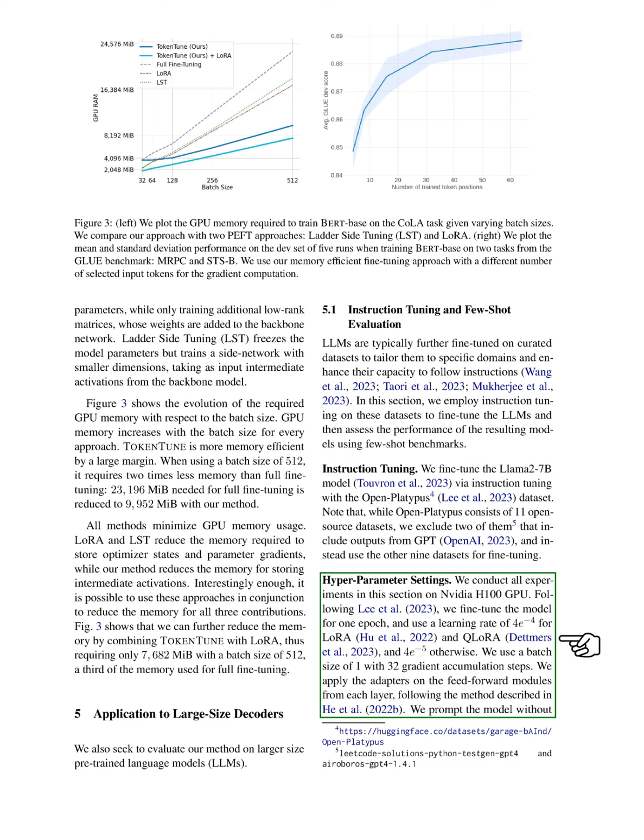We conduct all experiments on an NVIDIA H100 GPU, fine-tuning for 1 epoch with a learning rate of 4 × 10⁻⁴ for LoRa and QLORA, and 4 × 10⁻⁵ otherwise. We use a batch size of 1 with 32 gradient accumulation steps, applying adapters to the feed-forward modules of each layer.